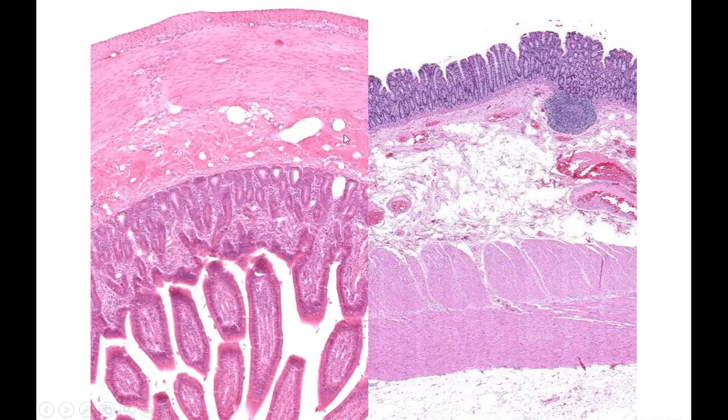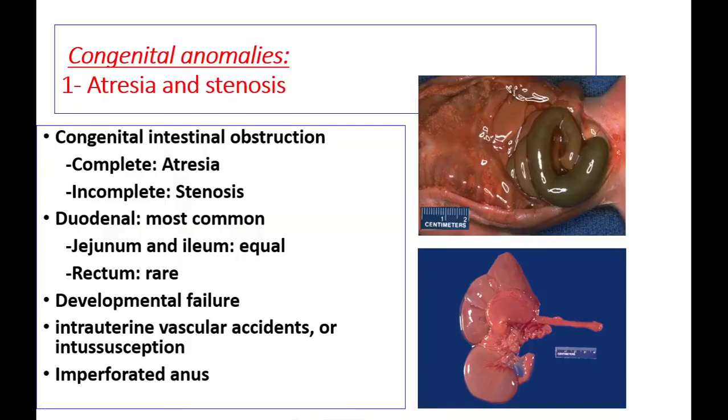Another important structure in the lining mucosa and submucosa is the MALT, that is mucosal associated lymphoid tissue, very important for IgA secretion to interact with the exposed pathogens and other immunoglobulins. To start with, we will discuss the congenital anomalies of the small and large intestine.